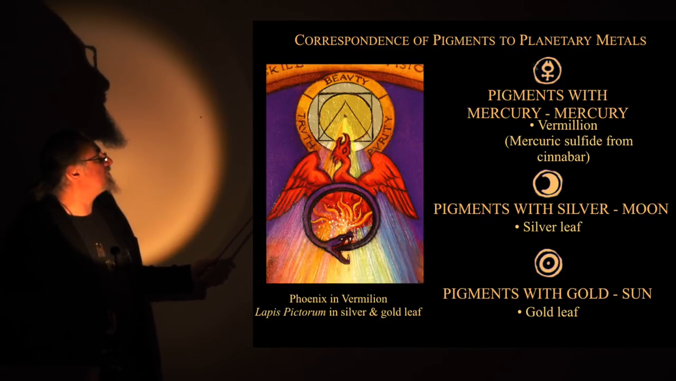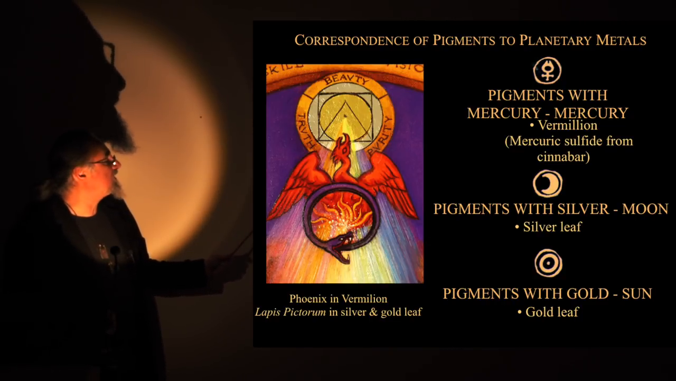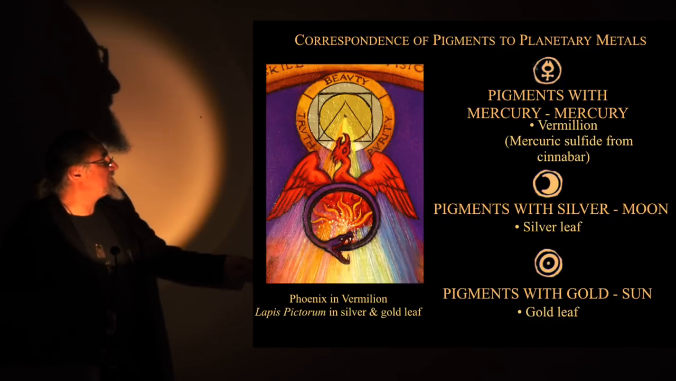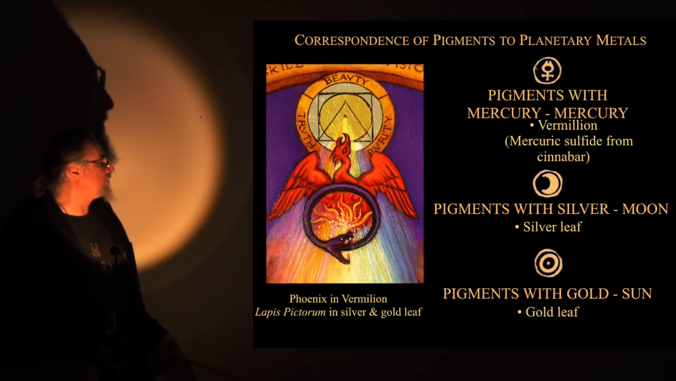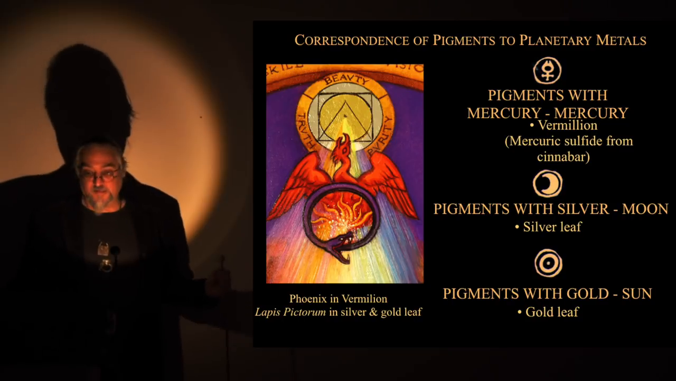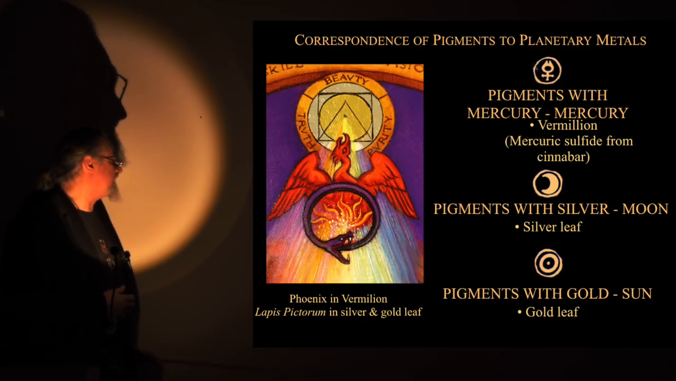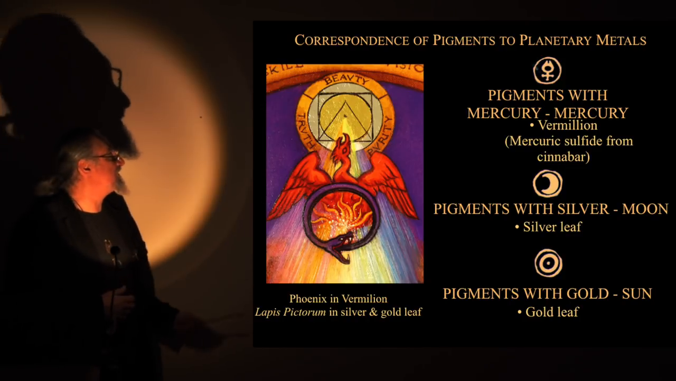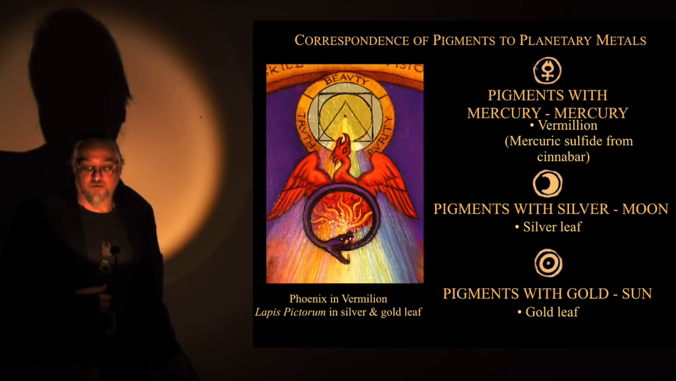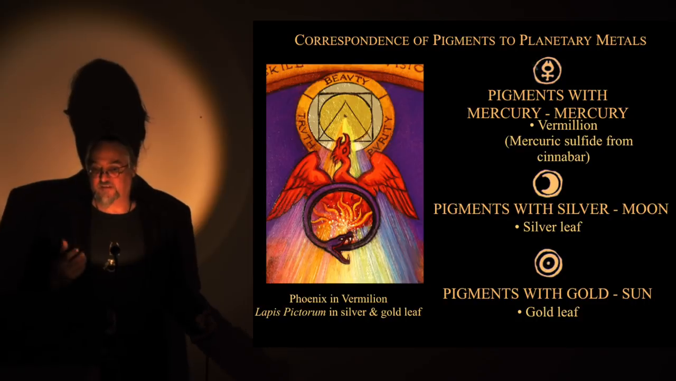And the Philosopher's Stone used silver leaf and gold leaf in the center to give us both the lunar element and the solar element in the final aspect of the painting. Out of fun, I call this the lapis pictorum as opposed to the lapis philosophorum. It is the artist's stone.